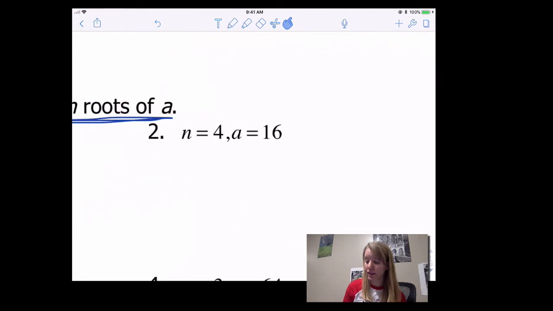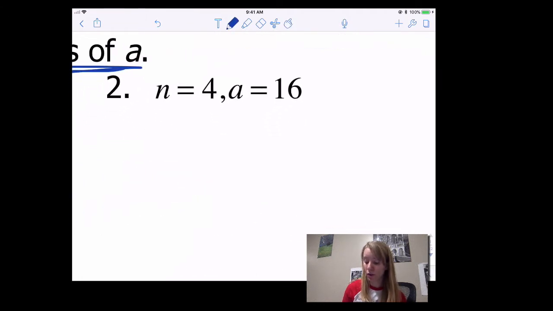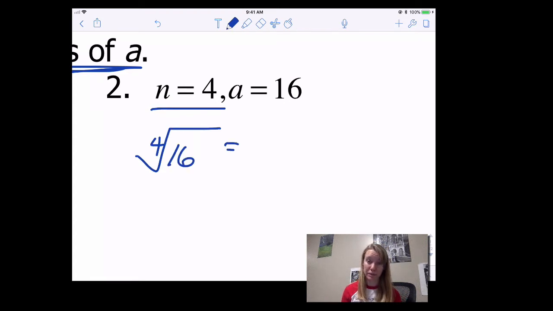The nth root of a. So the 4th root of 16. So I think, what times itself 4 times gives me 16? The answer to that is 2. But this is an even root, so I've got to remember that a positive 2 times a positive 2 times a positive 2 times a positive 2 will work, or 4 negative 2's, because we have an even number of those negatives.